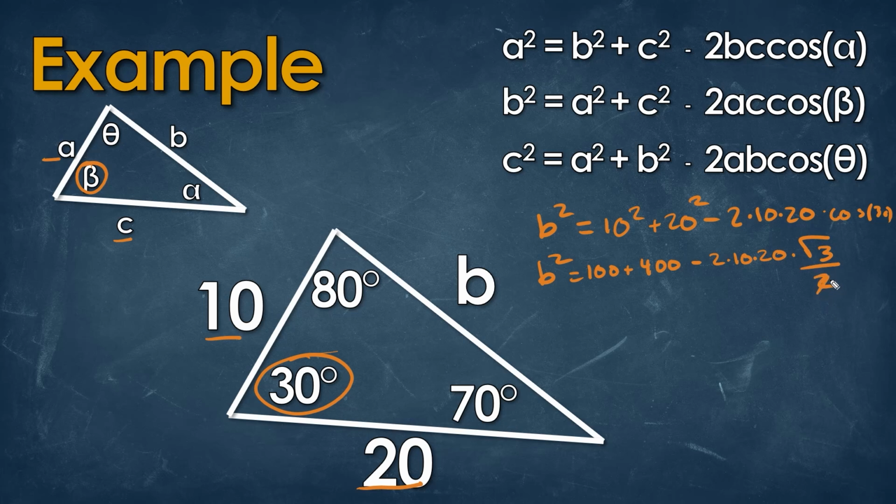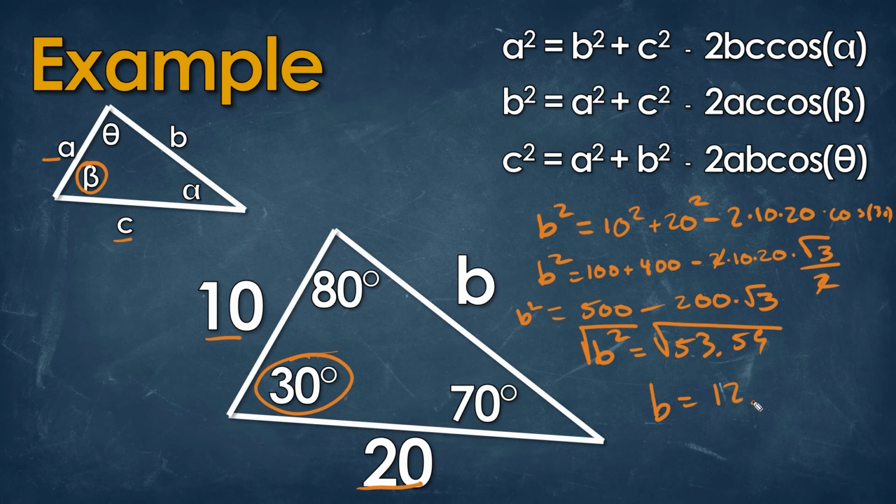So we can factor out those 2's. Simplifying this now, we get B squared is equal to 500 minus 200 times root 3. If we use our calculator, B squared is equal to roughly 153.59. If we take the square root of both sides, that will give us that B is equal to 12.39.